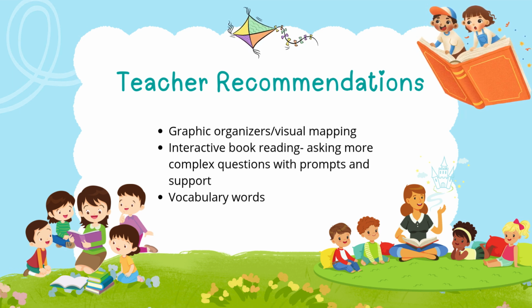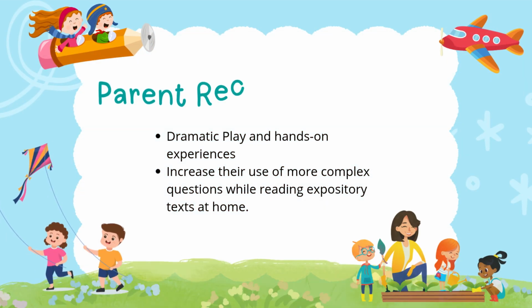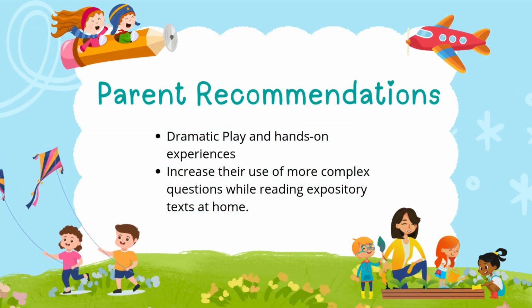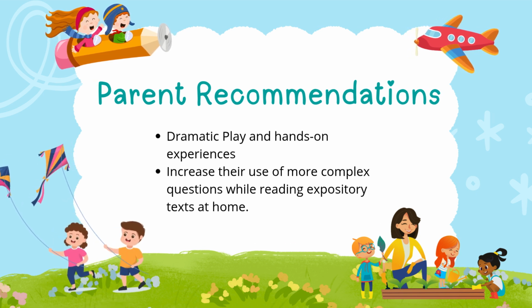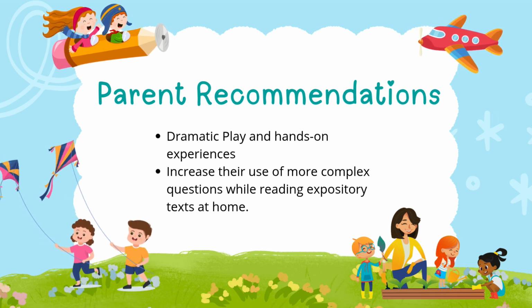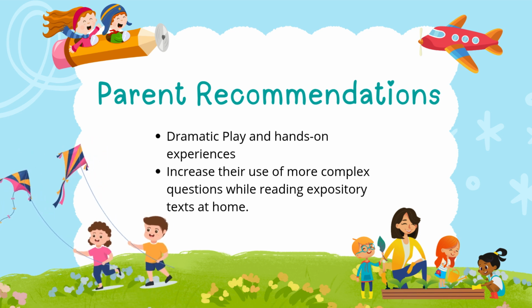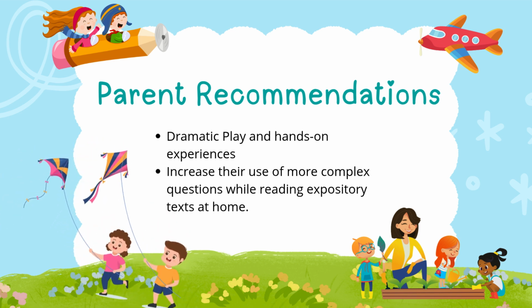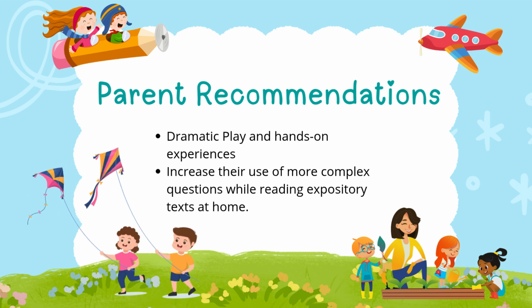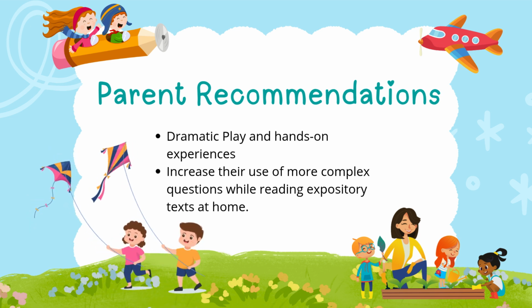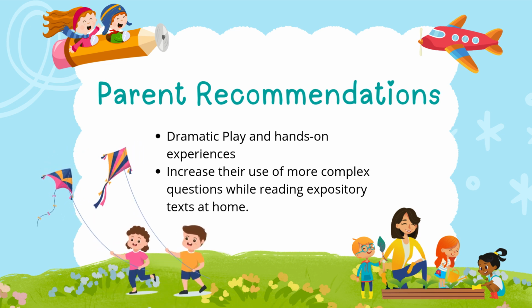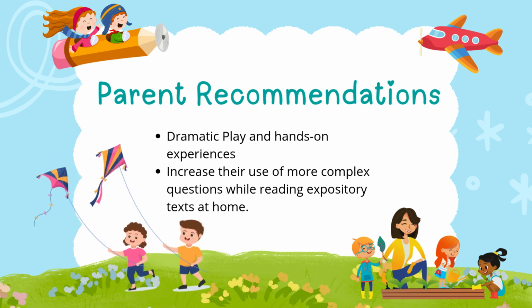Some parent recommendations of things that parents can do at home with their kid to help expand their expository text exposure is having dramatic play and hands-on experiences. You can plan activities after reading a book. For example, if you read the book How to Grow a Sunflower, after reading the book, you can physically go through the process of growing a sunflower. And as you're going through the process, ask the children what the first step is and then the next step, and then have the children label each part as it grows.